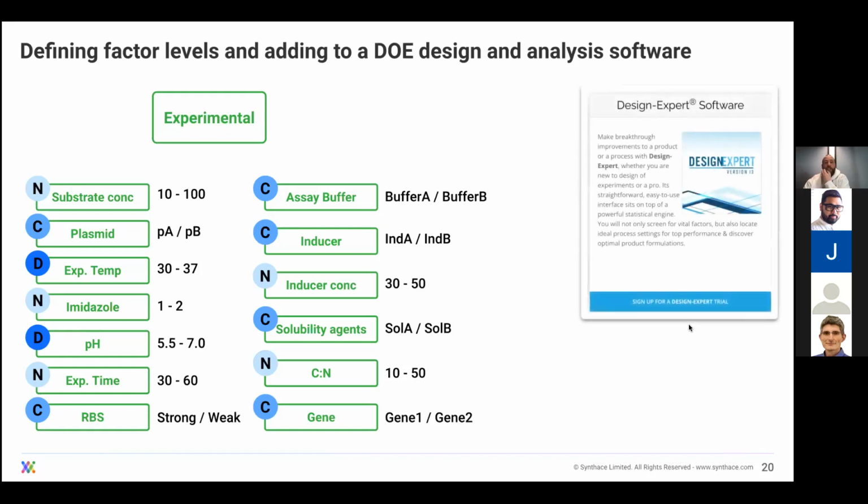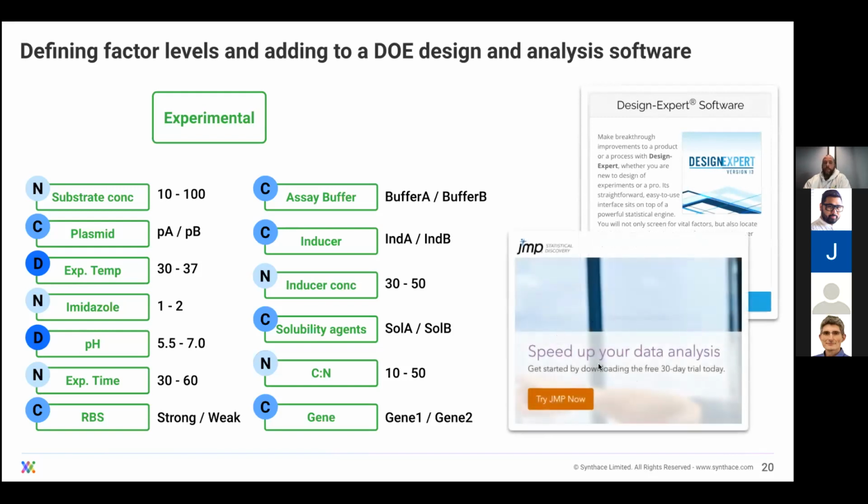I'm going to highlight two statistical software that provide free trials. This is Design Expert and also JMP. You can download both of these and try them out quite easily. In the following slides, I will show you the steps with examples from both of these softwares to get you to a stage where you're ready to execute your own DOEs in the lab.